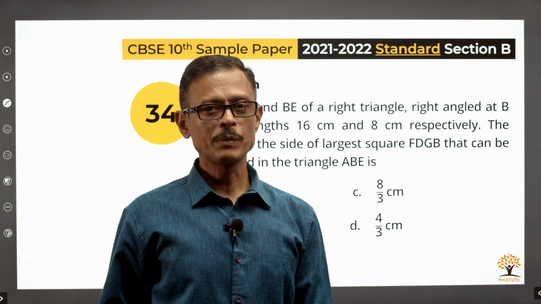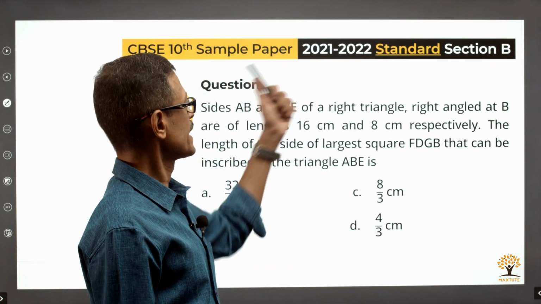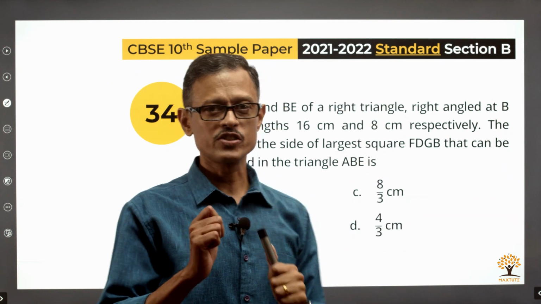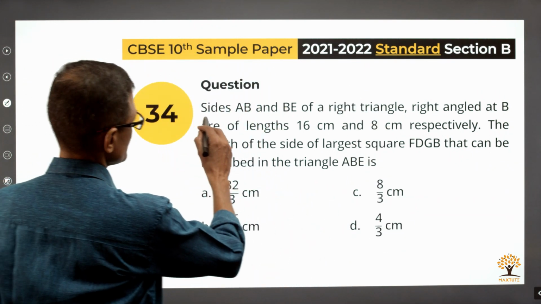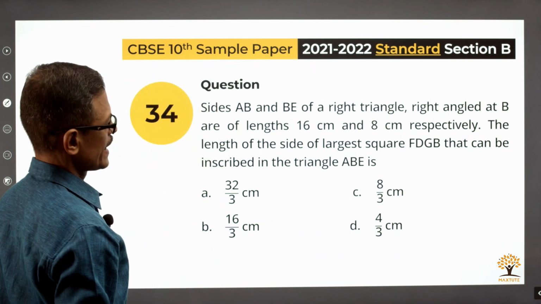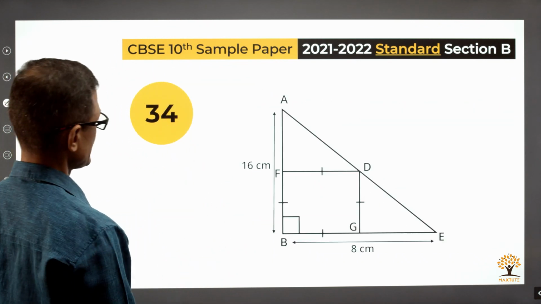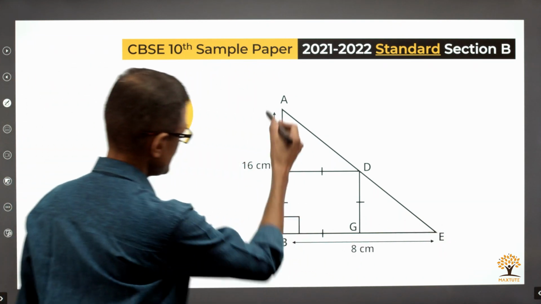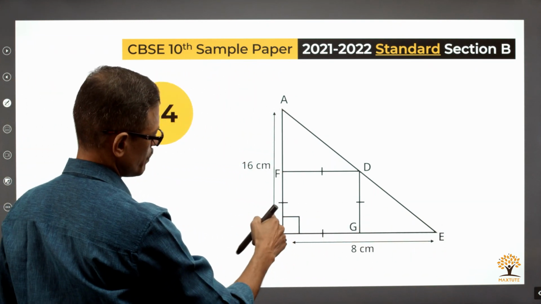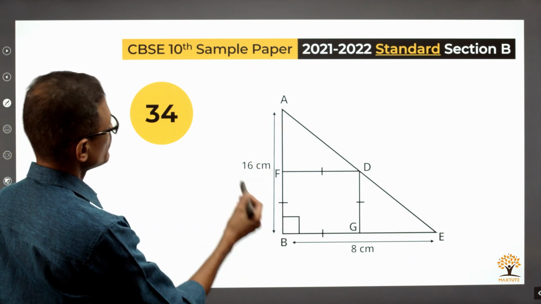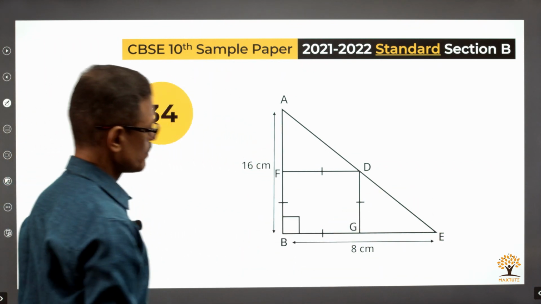Video solution to the sample paper given by the CBSE Board for the 21-22 academic year, the standard version of the term 1 paper, multiple choice questions. Sides AB and BE of a right triangle, right angled at B, are of length 16 and 8 respectively. This is what the diagram is. AB and BE are perpendicular to each other, right angled at B. AB is equal to 16, BE is equal to 8.